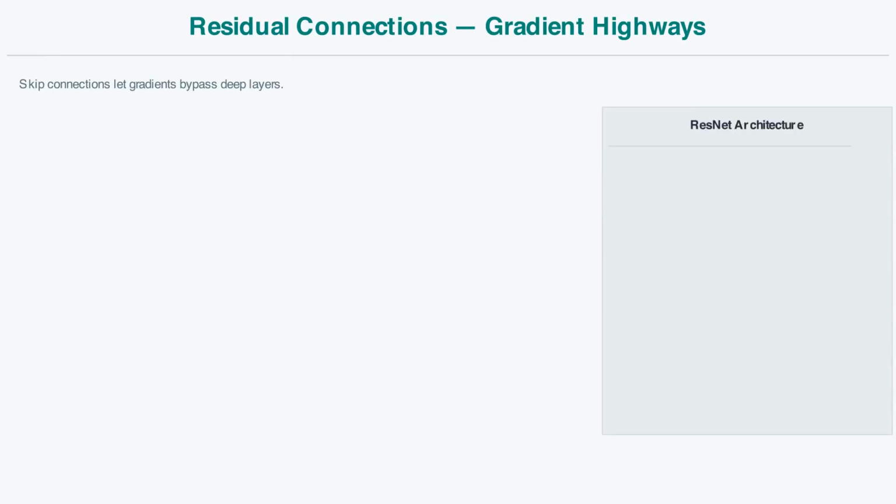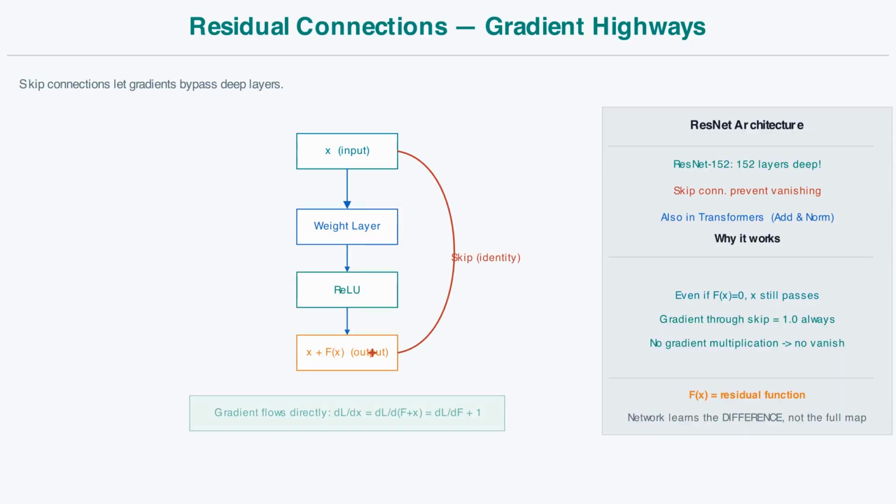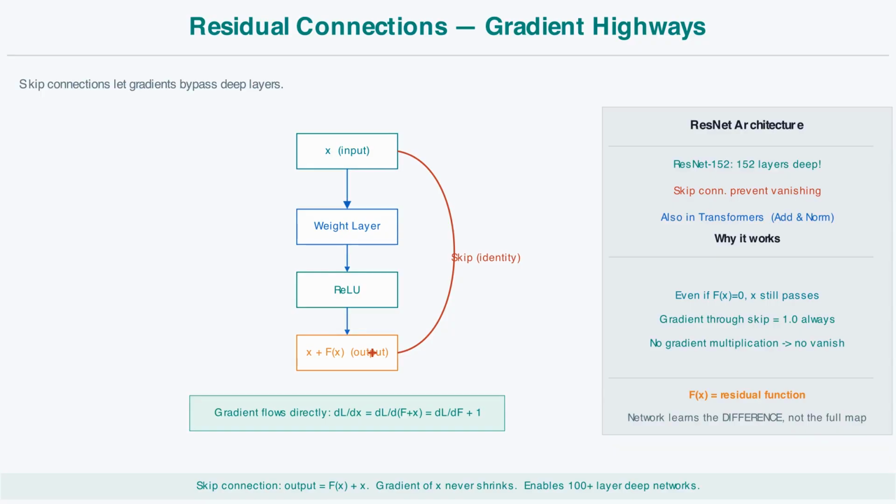Residual connections, introduced in ResNet in 2015, solved a fundamental problem. Why do very deep networks train worse than shallower ones, even with ReLU and batch norm? The answer was that gradients still degraded over many layers. The residual block adds a skip connection that bypasses the layers. The output is f of x plus x, rather than just f of x.